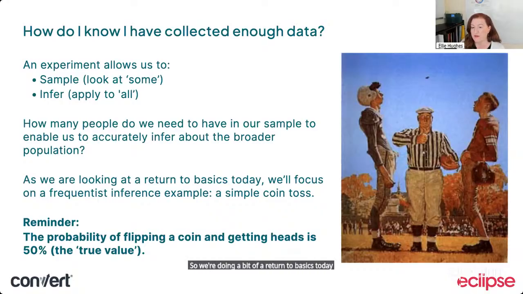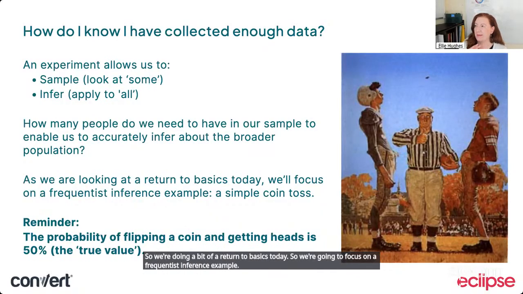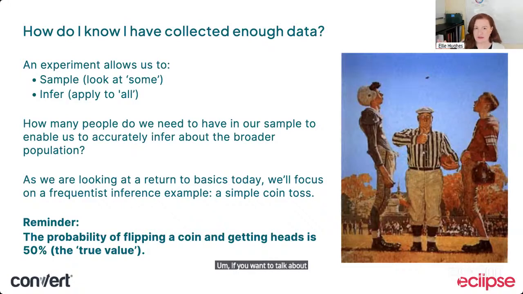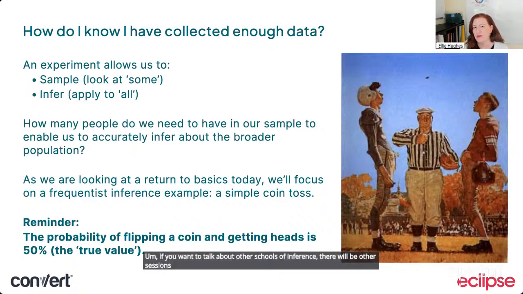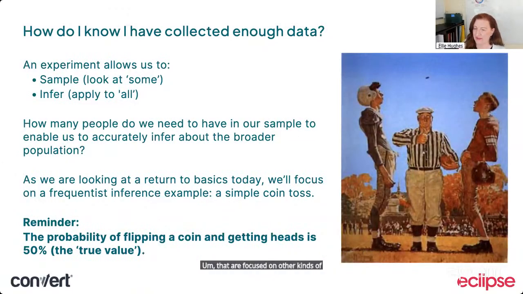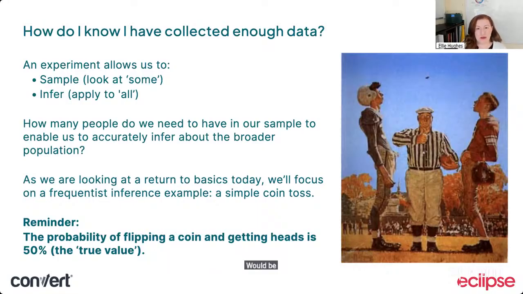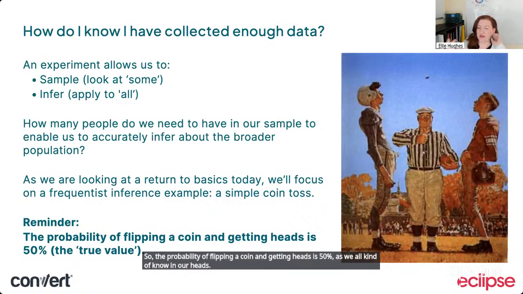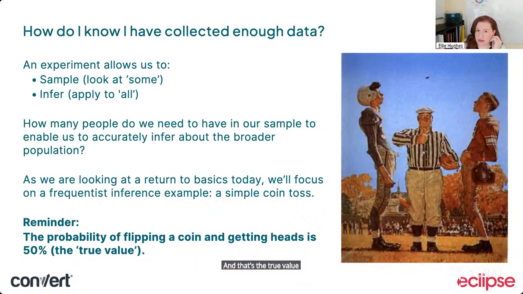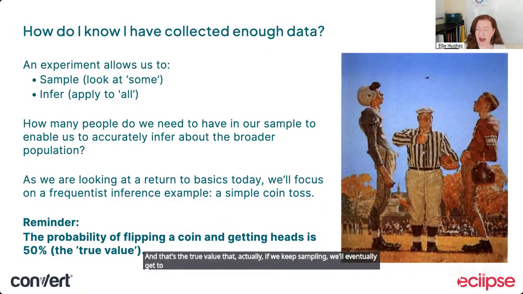So we're going to focus on a frequentist inference example. If you want to talk about other schools of inference, there will be other sessions that I'm sure will happen that are focused on other kinds of inference that you can look at. So in this instance, the classic frequentist example would be a simple coin toss, as you can see here on the right. So the probability of flipping a coin and getting heads is 50%, as we all kind of know in our heads. And that's the true value that actually, if we keep sampling, we'll eventually get to. But how much sample do we need to collect in order to find the true value?